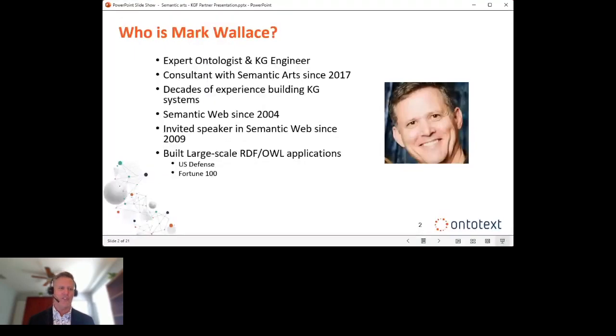So first off, who is Mark? If you haven't heard of me before, I'm an ontologist and a knowledge graph engineer, meaning the ontology is about 10% of what I find myself doing for clients these days. The rest is things like actually mapping data into a large knowledge graph, helping them with querying the graph, getting it into production, and doing all the software things that we do with any data store that's being used in production.